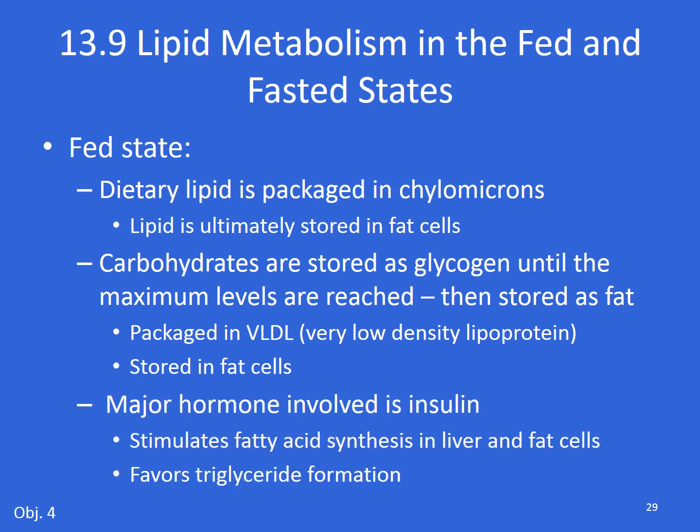So as you know, the major hormone involved is insulin. You know that insulin's involved in carbohydrate energy regulation, same thing for lipid. Insulin stimulates fatty acid synthesis in the liver and fat cells, and it favors triglyceride formation. It favors storing those fatty acids in your fat cells for later. So insulin favors storing glucose as glycogen and fatty acids as triglycerides. It's an anabolic hormone, favoring biosynthesis of large molecules.